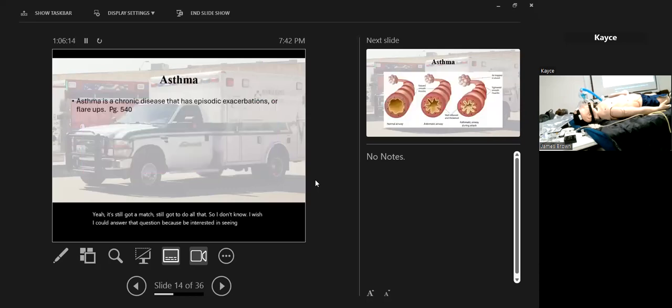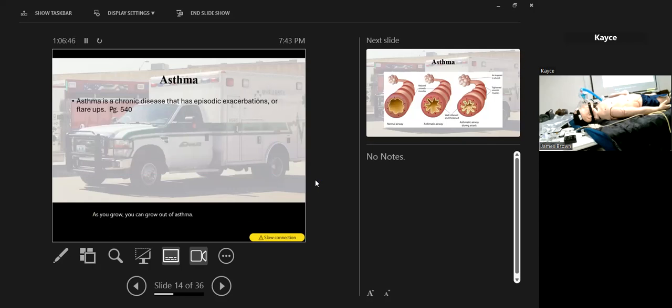All right, so asthma, we've talked a lot about asthma. Asthma is a chronic disease that's episodic. Asthma is usually a childhood disease. You usually develop it pretty early in life. As you grow, you can grow out of asthma, or you can not.